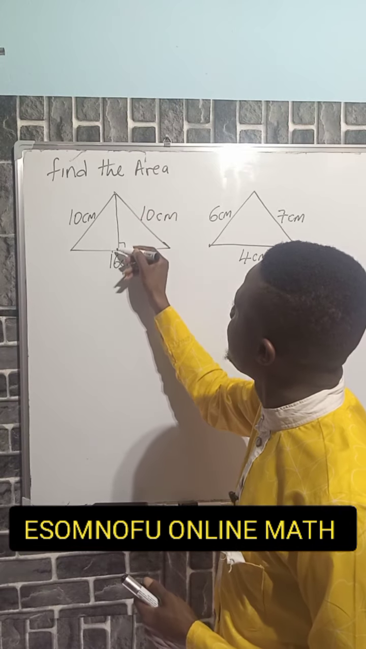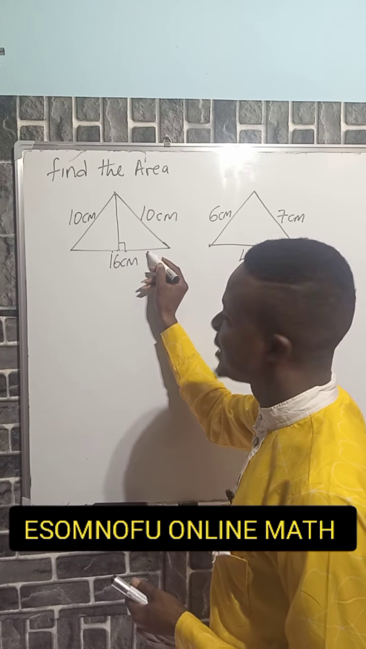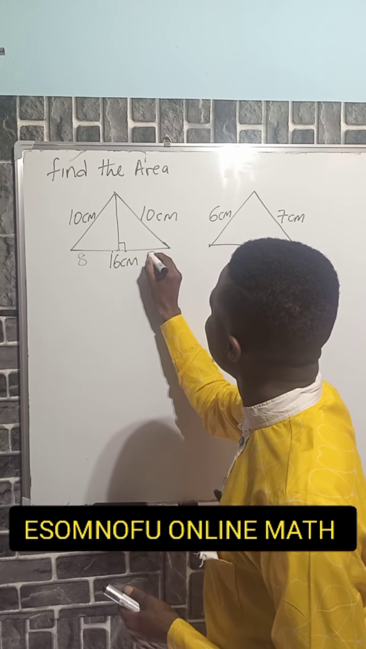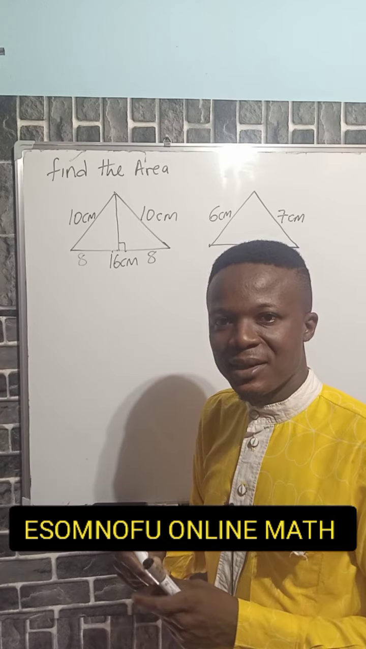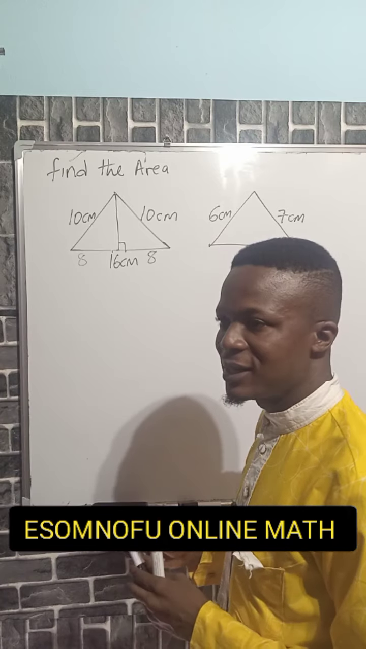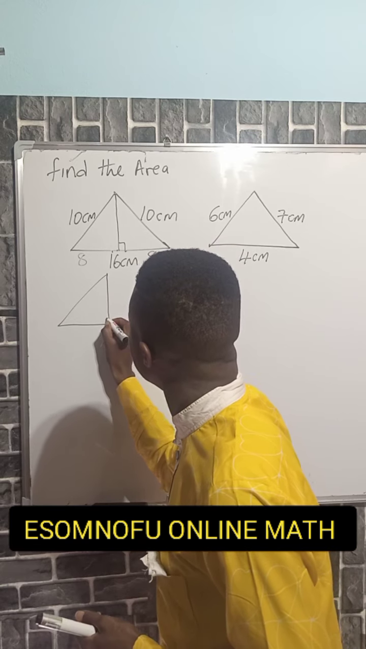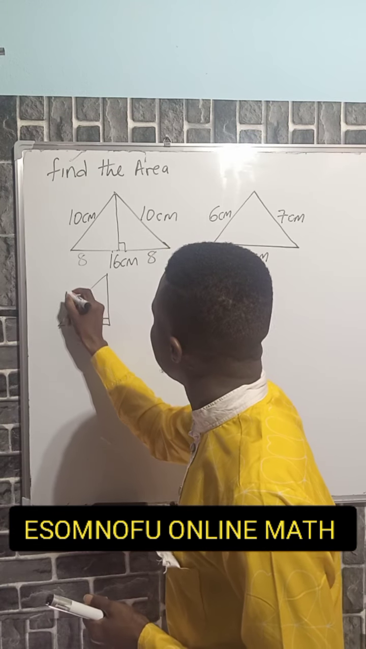Then this height has perpendicularly divided the base into two parts. Since the base is 16, dividing the 16 by 2, you get 8 and 8. So you now form a triangle like this, where here is 8, here is 10.